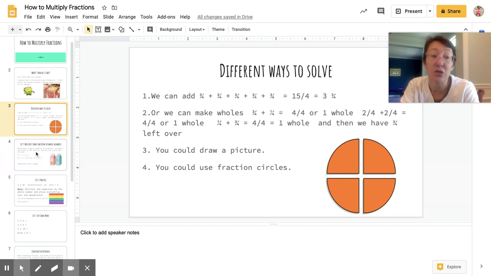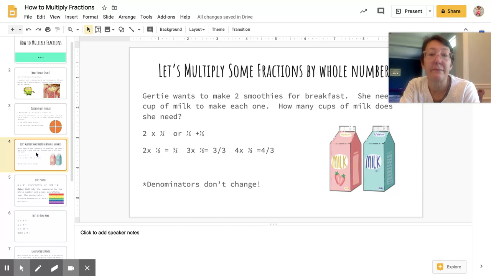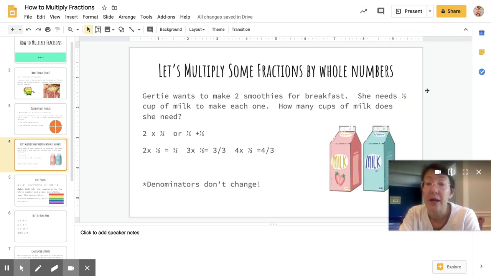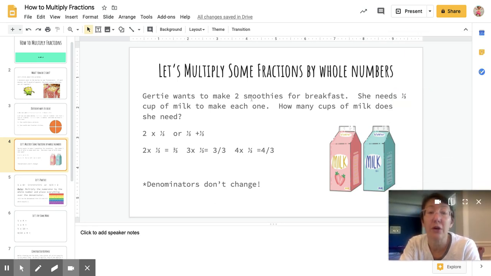I'm going to teach you another way, and that is to multiply them. So let's multiply some fractions by whole numbers. So I used Gertie, because Gertie's my dog, as my example this time. So Gertie wants to make 2 smoothies for breakfast. She needs a 1/3 cup of milk to make each one. How many cups of milk does she need?